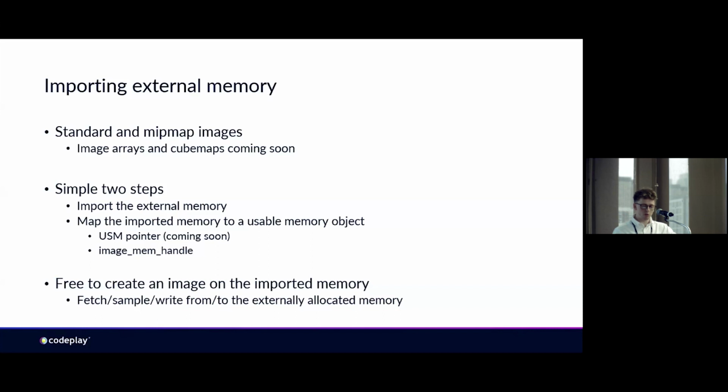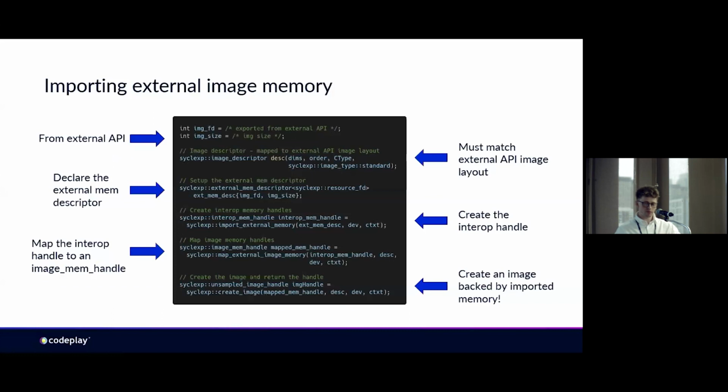Currently, we only support the importing of standard and mapped images, but we hope to very soon have the importing of also image arrays and cube maps too. So here's an example of how this is done. You must declare an external mem descriptor with the external handle and the information. Then you create an interop mem handle by importing. And with this interop handle, you can then map it to a usable memory object like image mem handle or a USM pointer. And with that, you can freely use it as however you see fit, create an image on top of it.